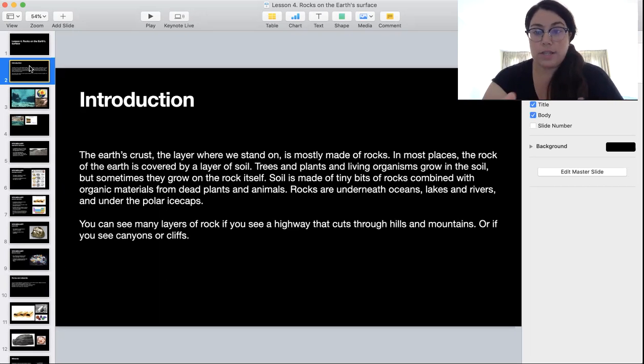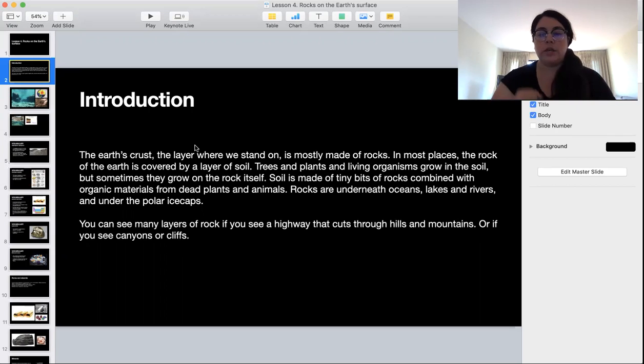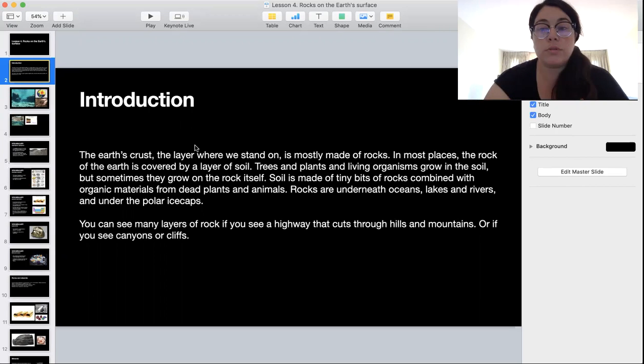The Earth's crust, the layer where we stand on, is mostly made of rocks. In most places, the rock on the Earth is covered by a layer of soil. You know, soil, it's that mix of dead plants and organisms with little rock itself. Soil means tierra in Spanish. So remember, it's made of organic material combined with little rocks, and rocks are underneath everything, underneath oceans, lakes, rivers, and underneath even the polar ice caps, even though you don't think about it that way.